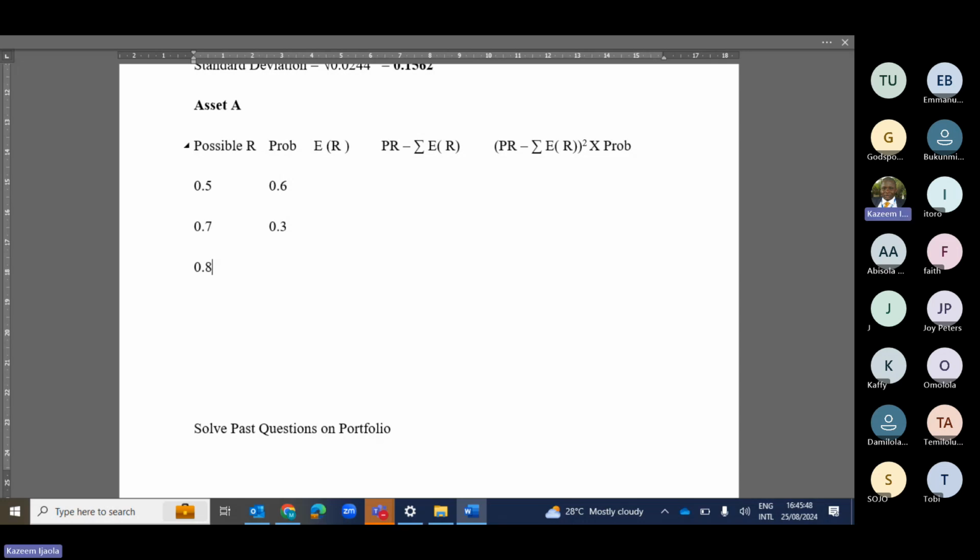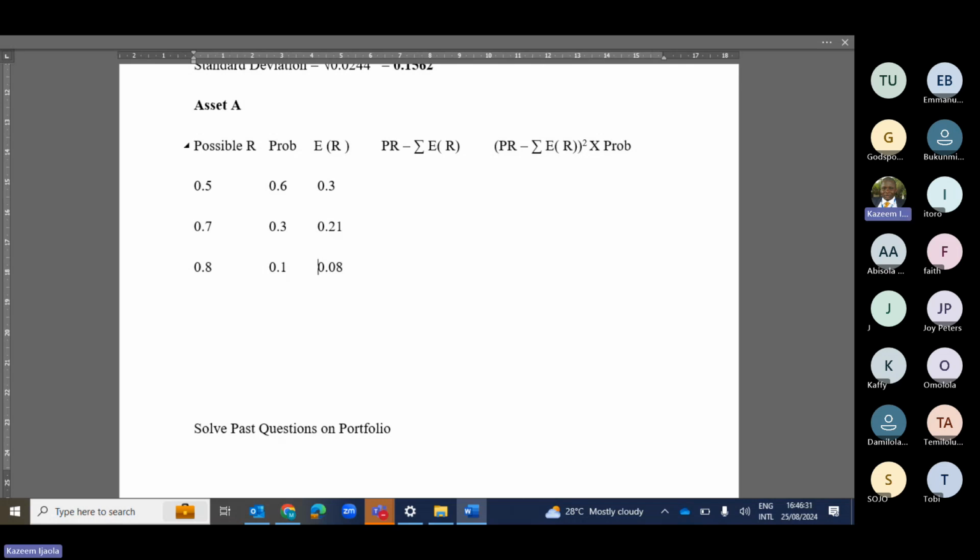So what is the expected return? Just multiply it. 0.5 times 0.6 is 0.3. 0.7 times 0.3 is 0.21. Then 0.8 times 0.1 is 0.08. So that's what we have.